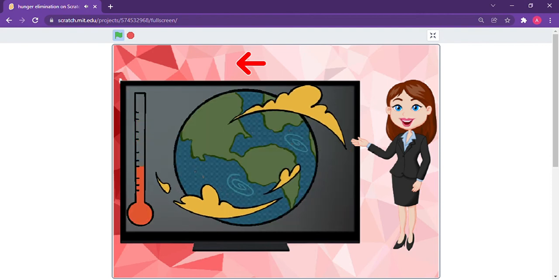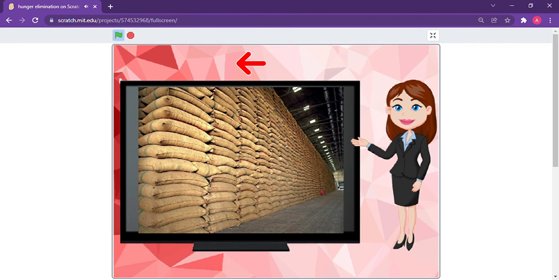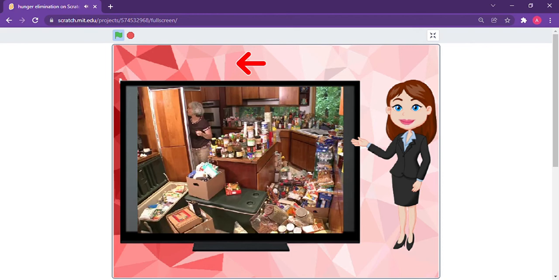4. Climate changes. 5. Food wastage. Even though a lot of food is grown, it is not well managed and transported, thus it leads to a lot of wastage. And 6. Exploitation of the common man in the hands of hoarders and mafias.